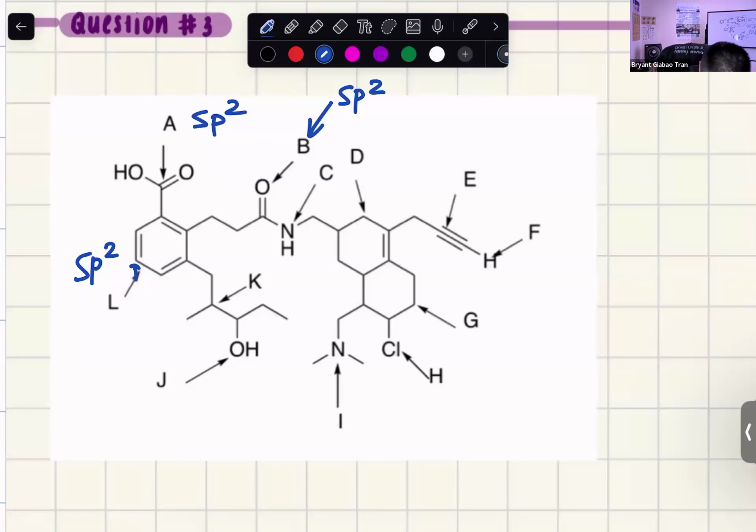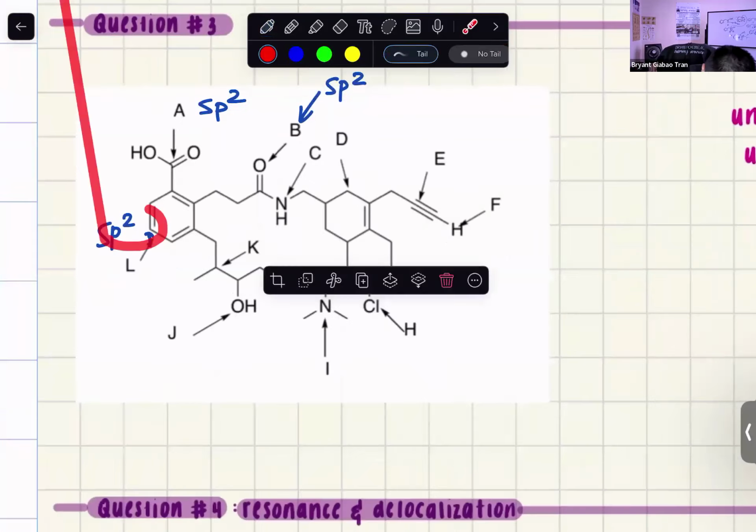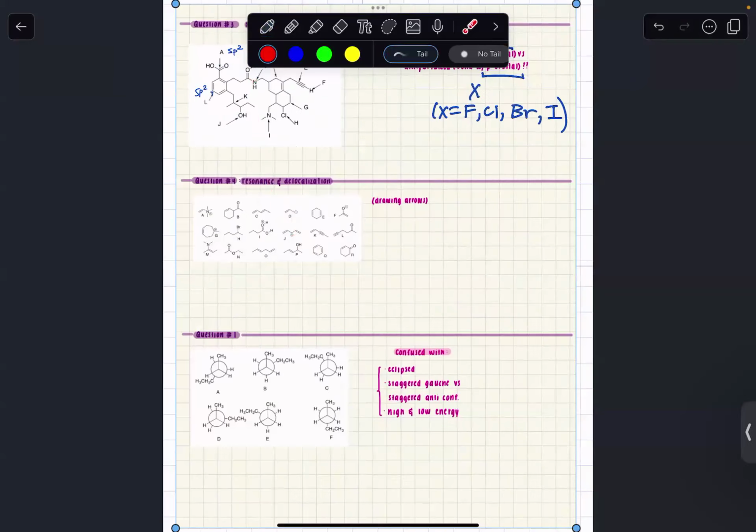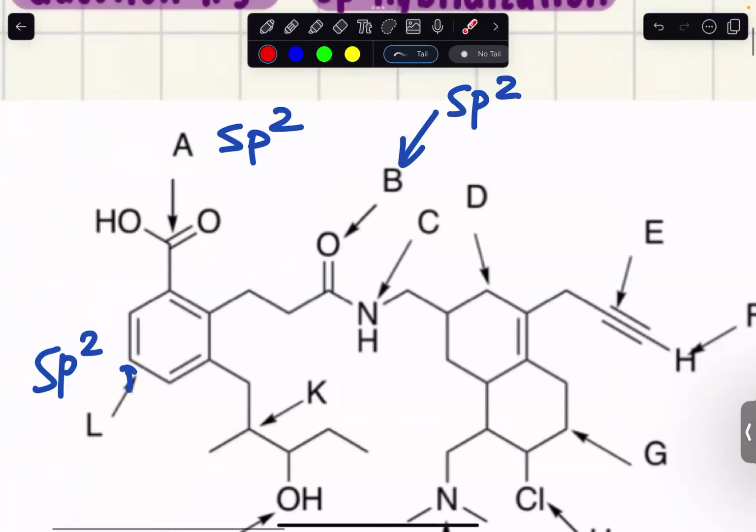What about atom C? This nitrogen here. It would be sp3.